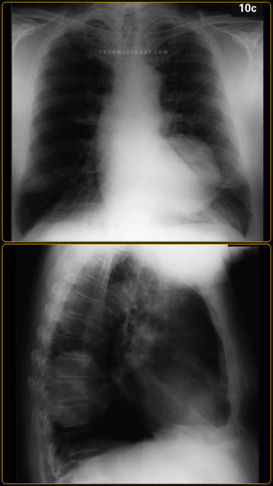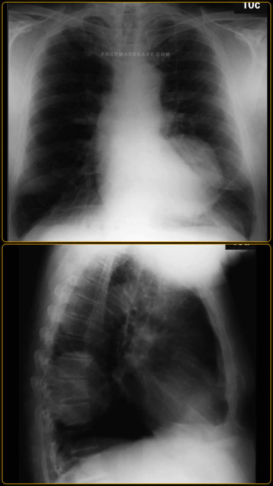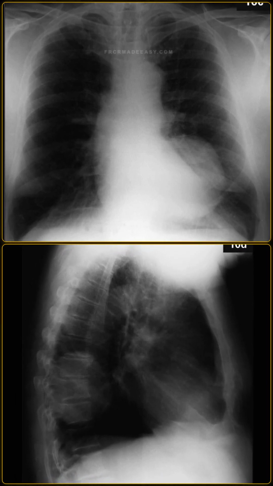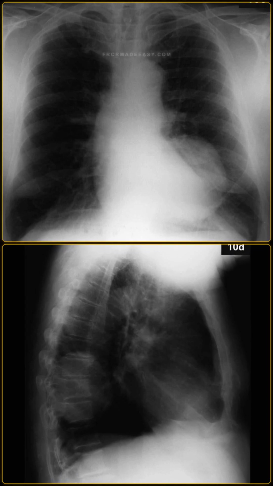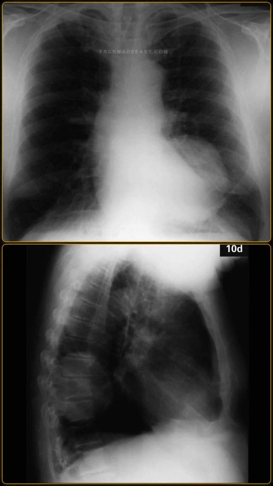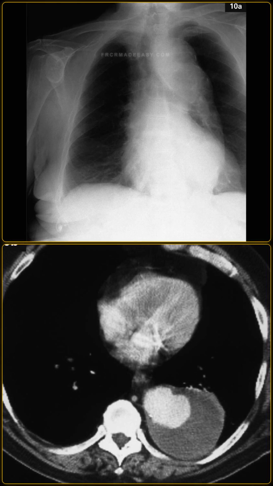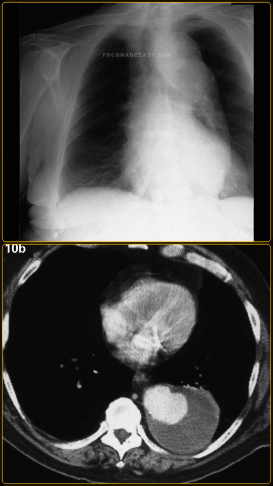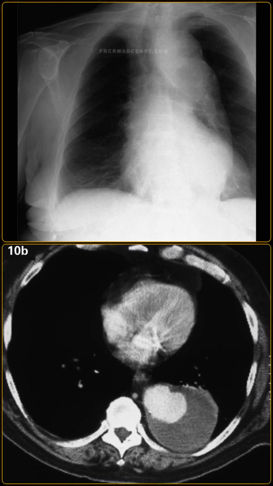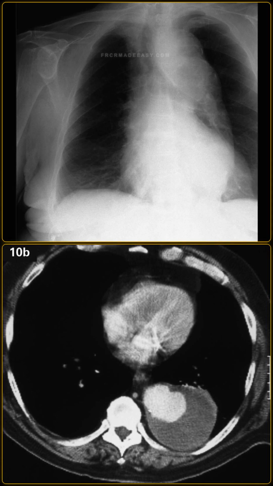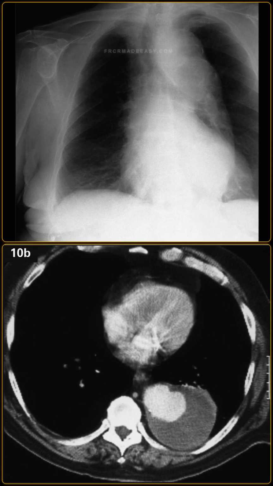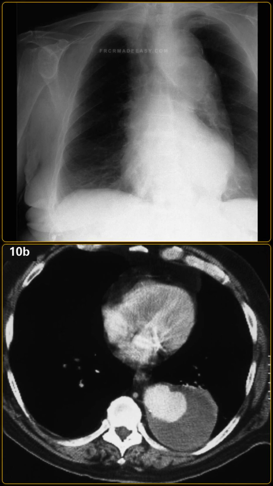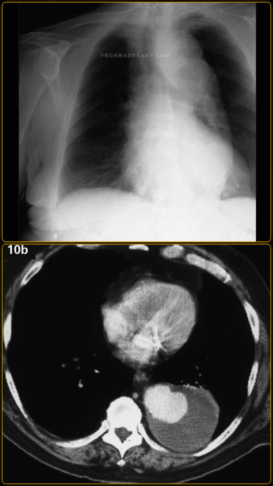This frontal chest radiograph demonstrates a well-defined round mass related to the left heart border, but with preservation of the heart silhouette. On the lateral chest radiograph, the mass is confirmed to lie in the posterior mediastinum, consistent with a neurofibroma. As seen in this AP radiograph, there is a well-defined round mass related to the left heart border, but the left heart border is clearly seen.